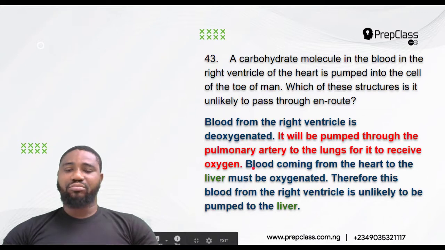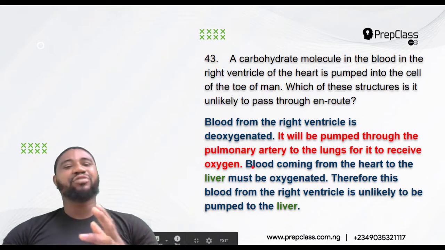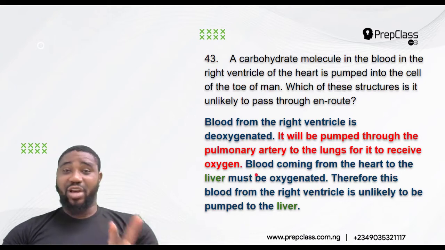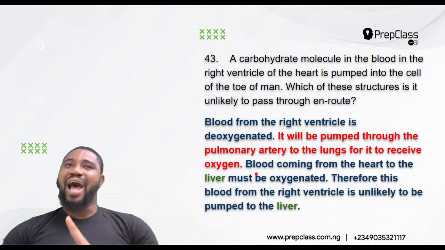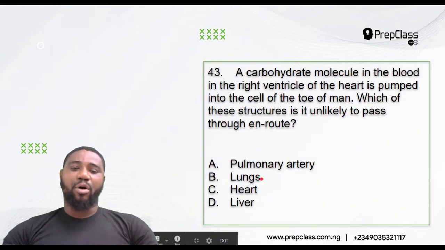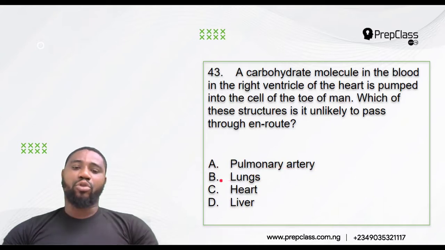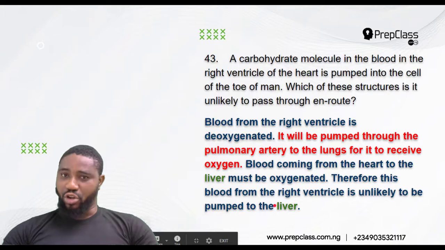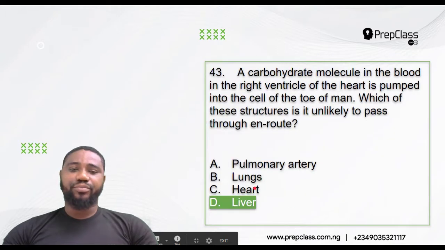For the lungs, there is no need for the blood to be oxygenated, because the lungs are what add oxygen to the blood. So blood going to the lungs from the heart is usually deoxygenated. The blood coming from the heart to every other part of the body should be oxygenated. Therefore, this blood from the right ventricle is unlikely to be pumped to the liver. Out of all of them, the blood can be pumped through the pulmonary artery, of course, to the lungs for it to be oxygenated. It is coming from the heart, but it will not be pumped to the liver because it is deoxygenated. So the answer is liver.